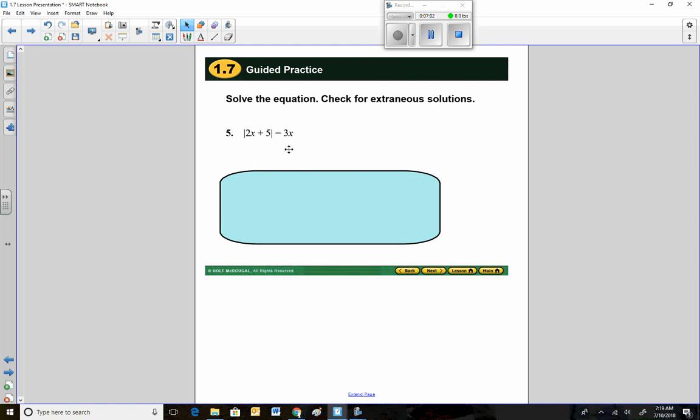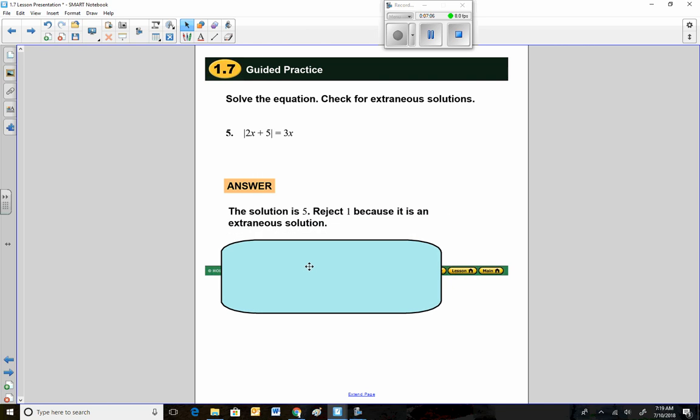All right, here we go again. Pause your video, give it a try. Here are your solutions. The solution 5 is correct. We have to reject 1. You're like, wait, why is there an extraneous solution? Ooh, x on this side, x on that side. There could be extraneous solutions, so you have to check to see if your solutions work. The 5 works, the 1 doesn't, so we reject it.